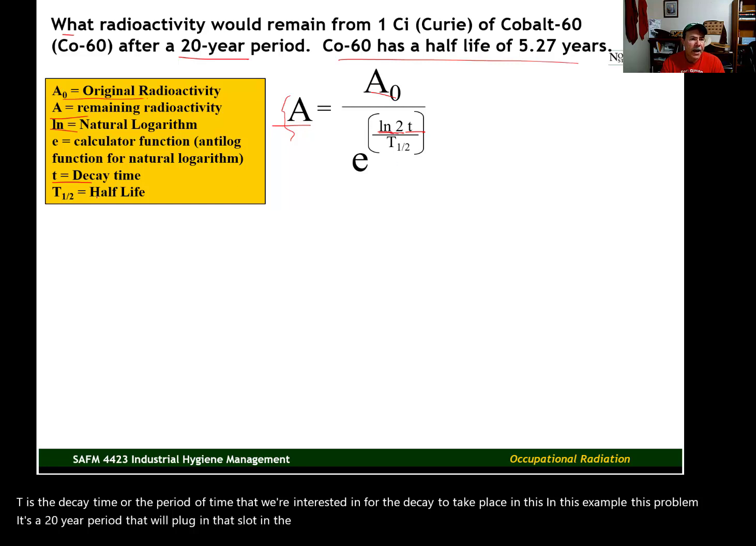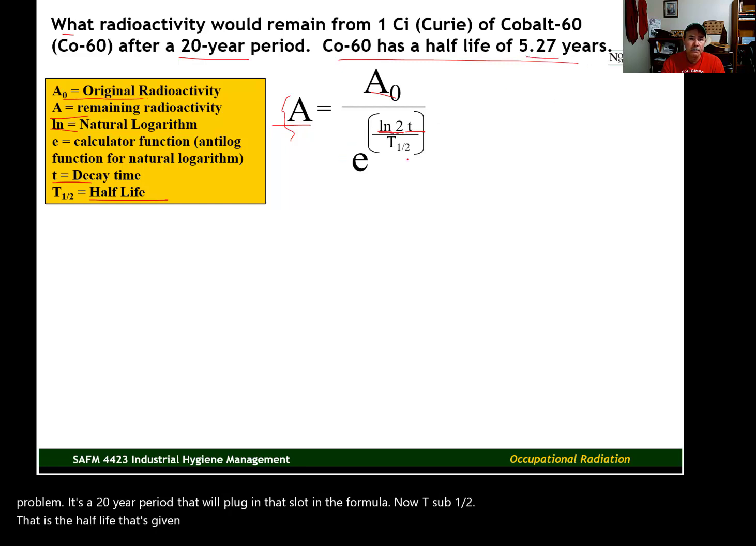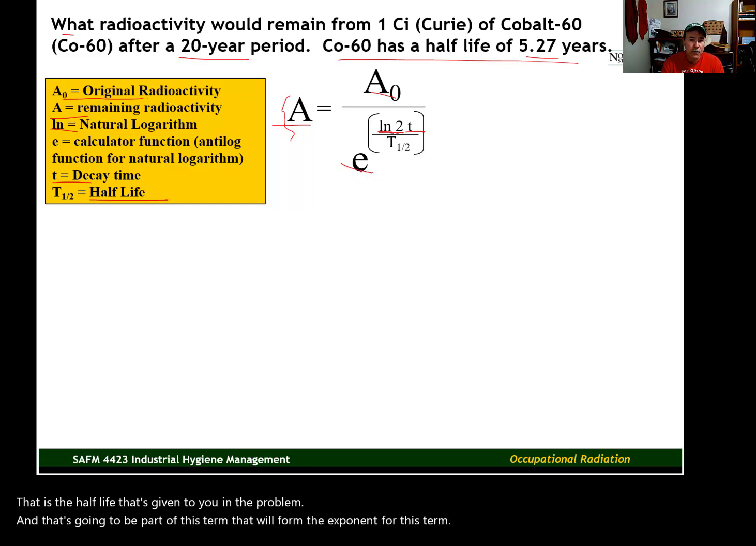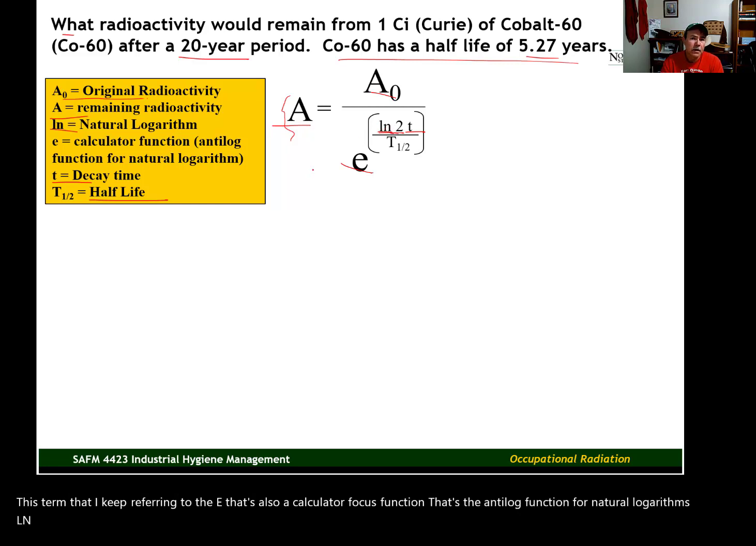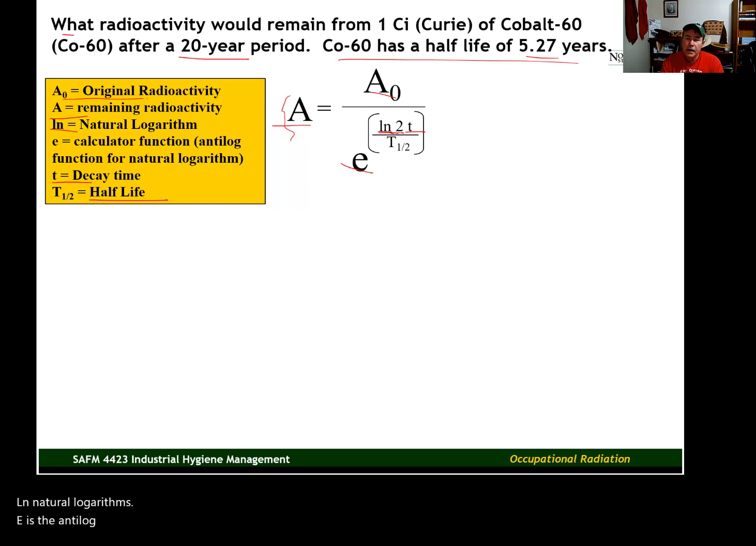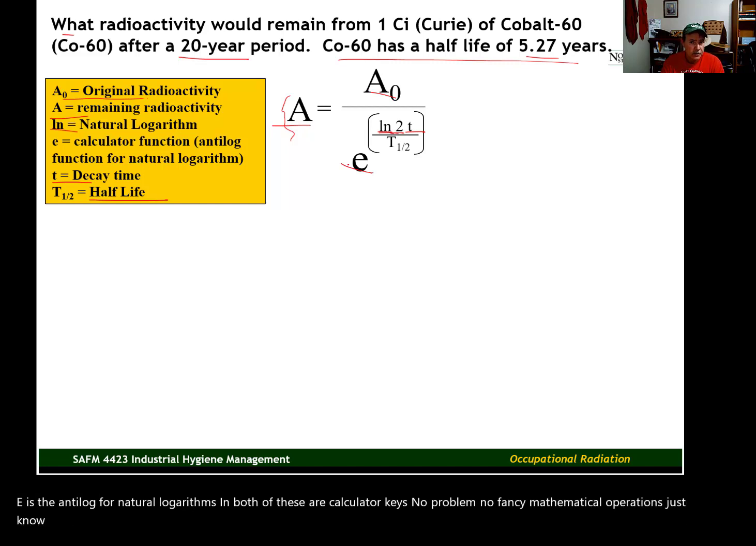Now t sub 1/2, that is the half-life. That's given to you in the problem, and that's going to be part of the term that will form the exponent for this term. This term that I keep referring to, the E, that's also a calculator function. That's the analog function for natural logarithms, ln. E is the analog for natural logarithms. Again, both of these are calculator keys, no fancy mathematical operations, just know which calculator key to hit.